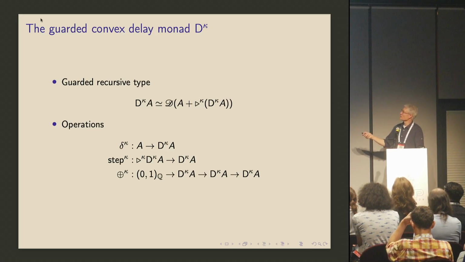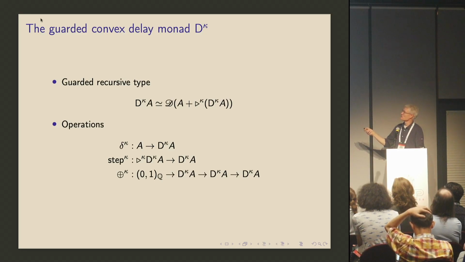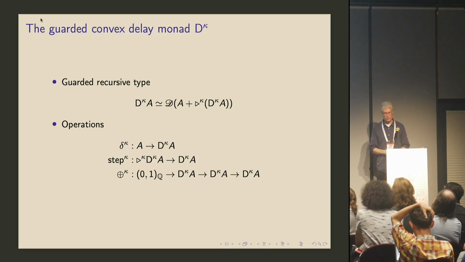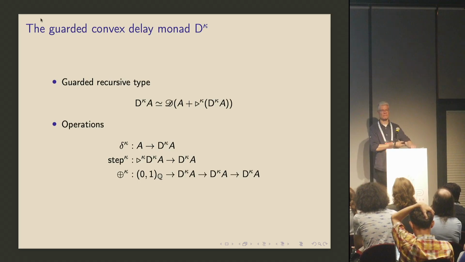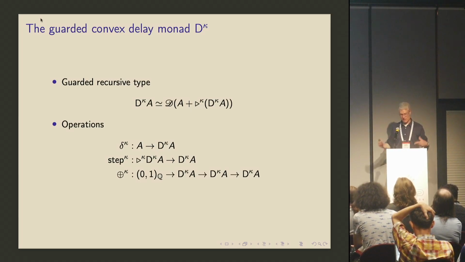And so in particular, I have a Dirac unit for it, or I can introduce step here. I can do the step by using a Dirac for the outer distribution here, and then the right inclusion. And there's also a probabilistic choice here just from the distribution monad. Okay? And so that's a guarded recursive type.